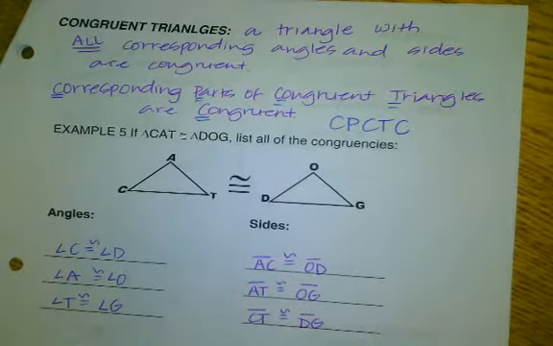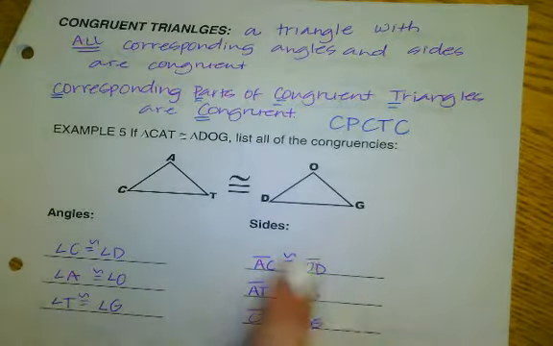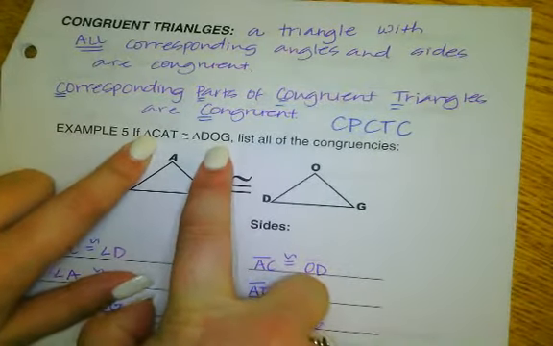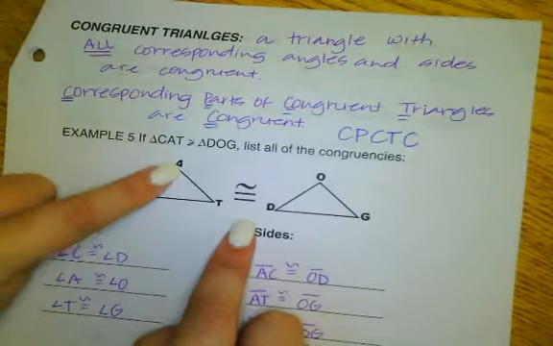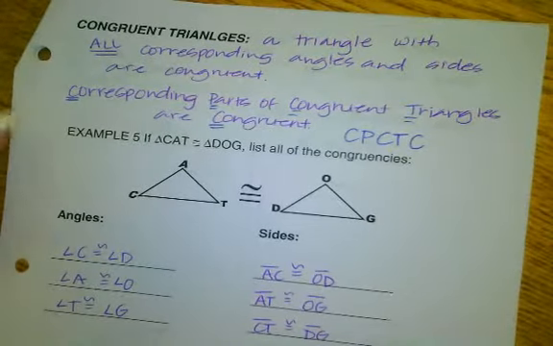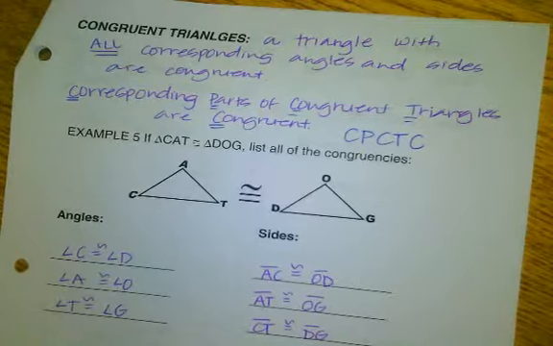So remember on our proof when we did similar triangles, once we proved the triangles were similar, we could say that any set of corresponding sides were proportional because of the definition of similar triangles. This would be the same thing. After you prove that triangle CAT is congruent to triangle DOG, you would say that angle A is congruent to angle O, and that would be because of CPCTC. So it's that last little extra step.